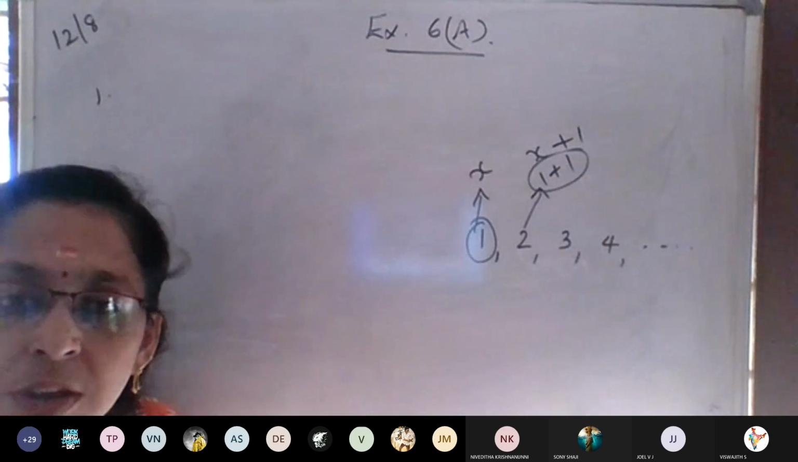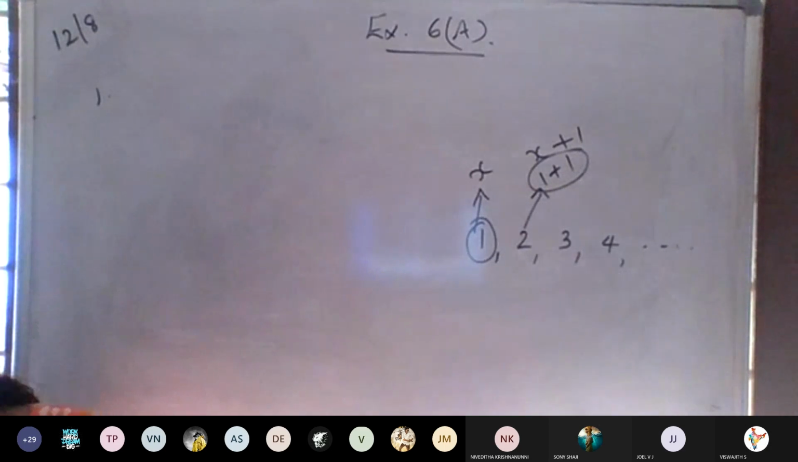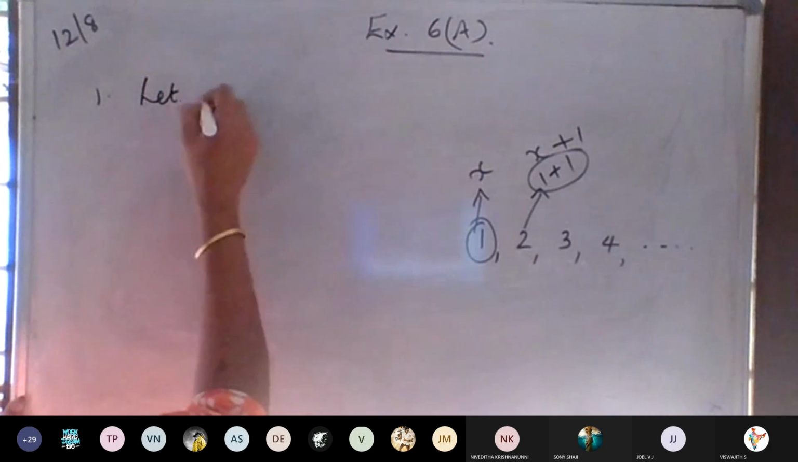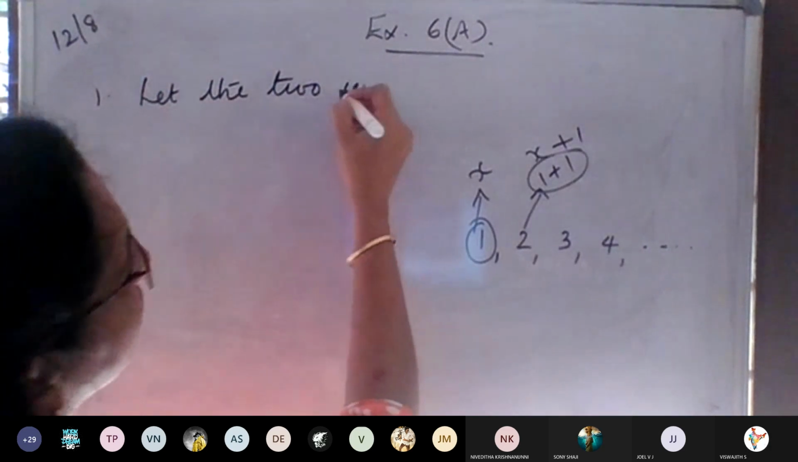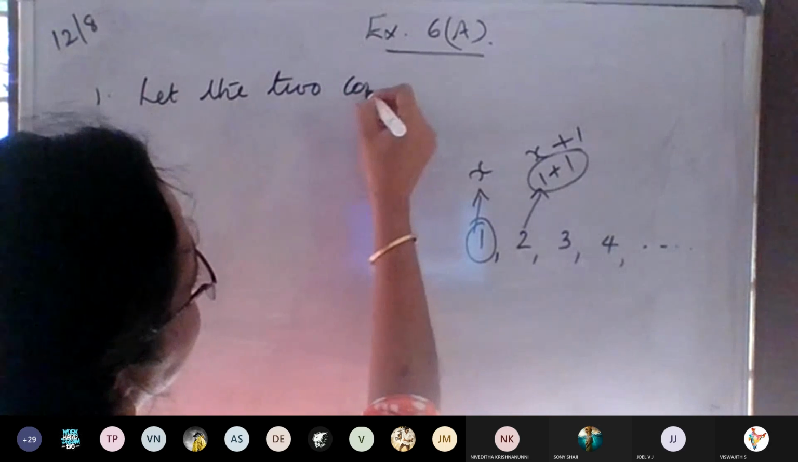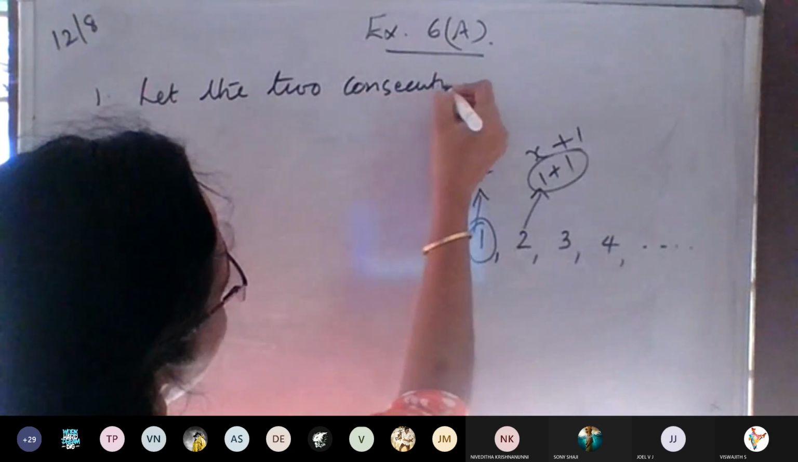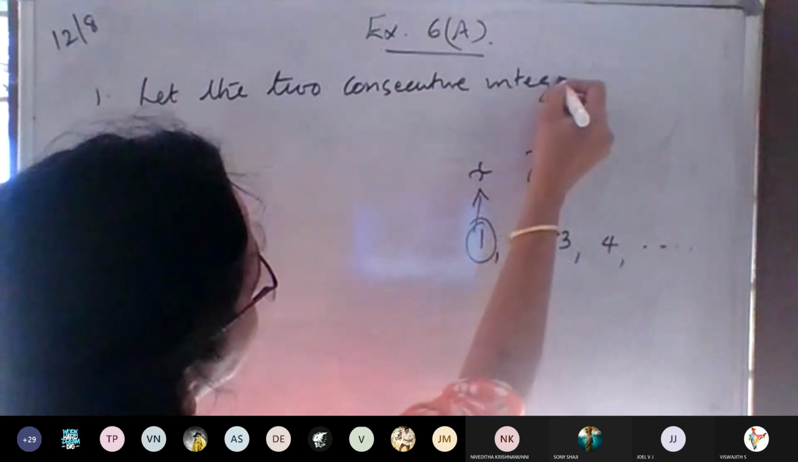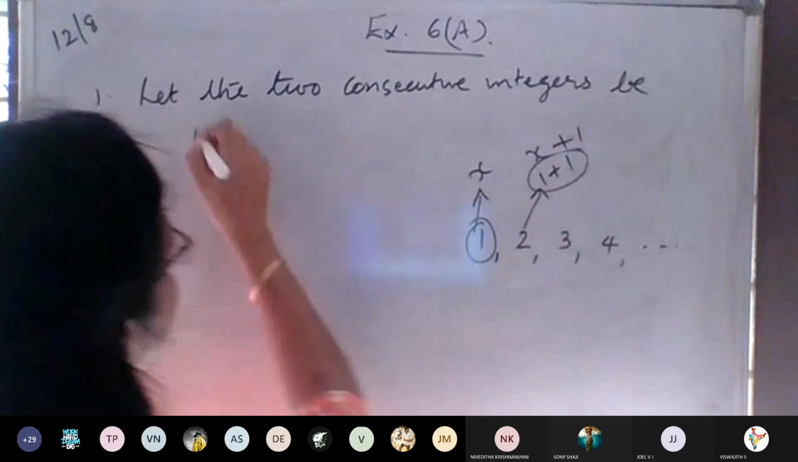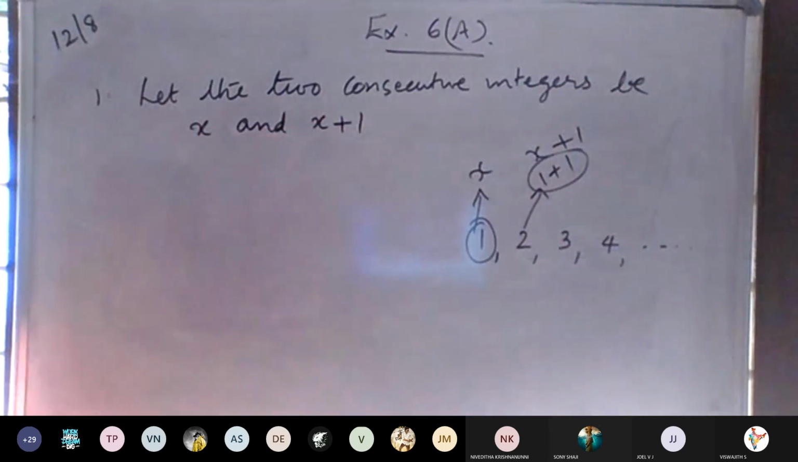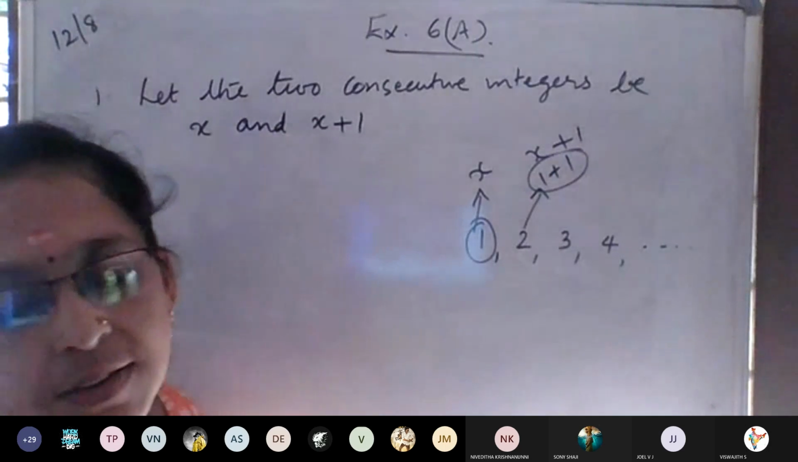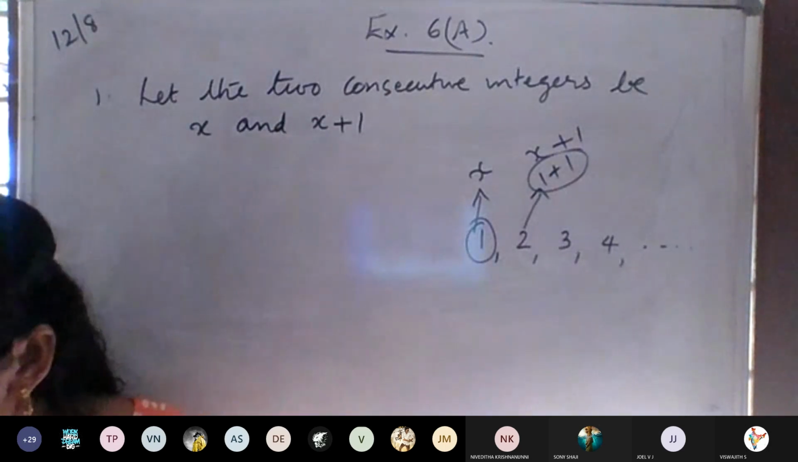Let the two consecutive integers, we are assuming it as what? We assume x and x plus 1. So let the two consecutive, this is very important, two consecutive integers be x and x plus 1. Let the two consecutive integers be x and x plus 1.